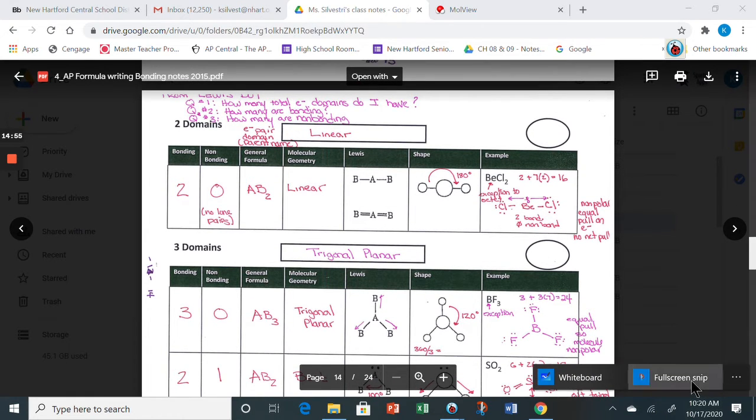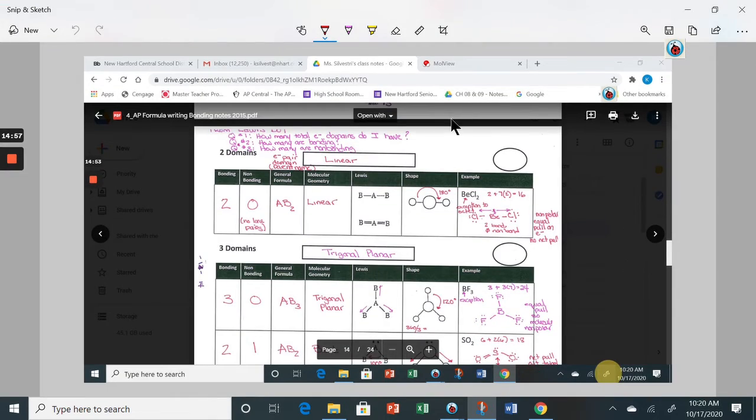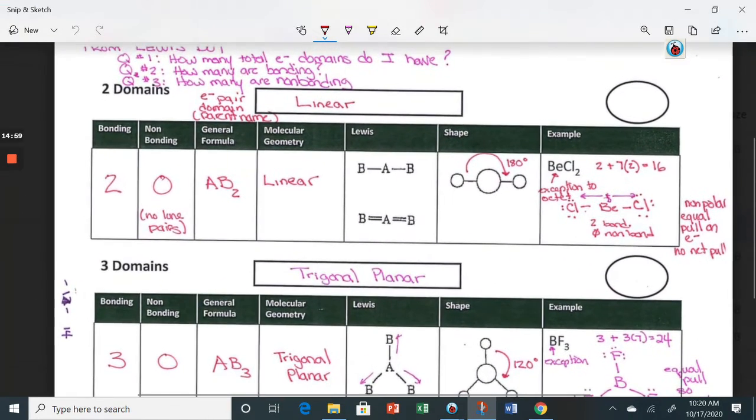You go through a series of questions. You always draw the Lewis dot. Okay, first and foremost, you draw a Lewis dot. And guys, when we get done with this, there are certain Lewis dots you're not actually going to have to draw anymore because you've done it so often that you're going to be like, oh, I remember that one. This is going to have so many bonding pairs, so many non-bonding pairs. It's going to be in this domain, and it's going to be this shape.